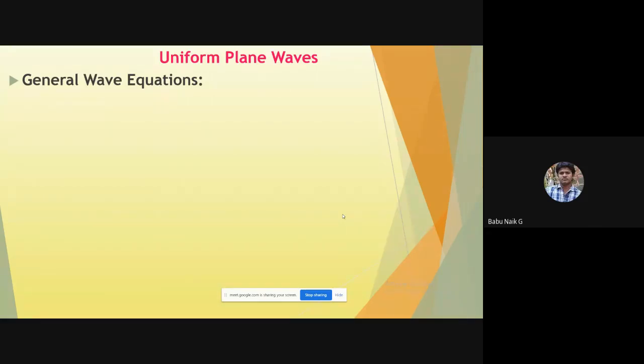So actually, how is this wave going to travel? Waves are the means of transporting energy, that is, information from the source to the destination. And this wave consists of electric as well as magnetic fields, so we call it an electromagnetic wave.